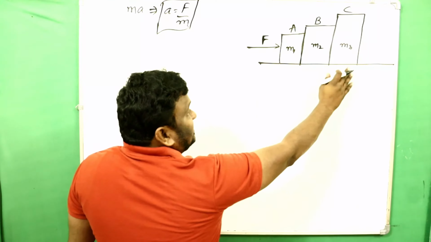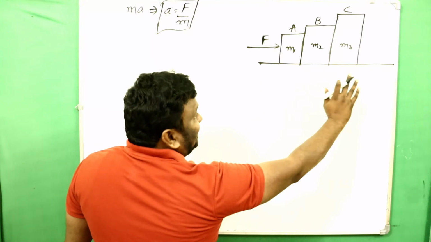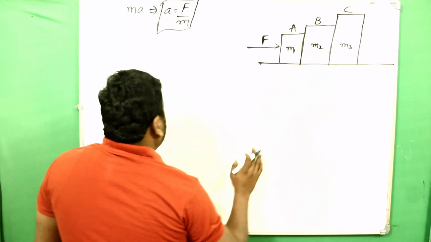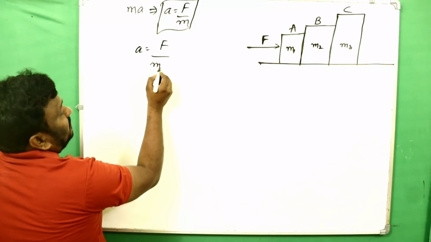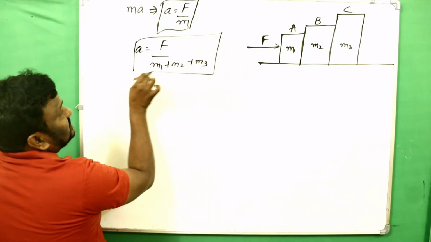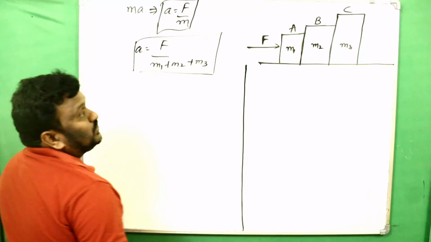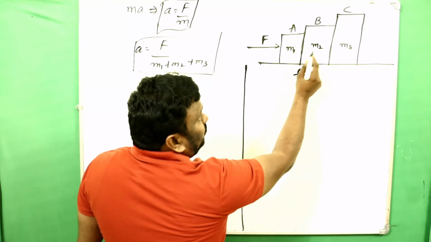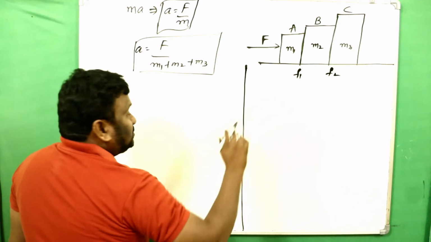So we will consider these three as the system. Since we consider all three as one system, all are moving with the same acceleration. And when considered as one system, the total mass is m1 plus m2 plus m3. So here I write acceleration is equal to F by m1 plus m2 plus m3. It is very clear. So this is the acceleration of the entire system. Now we want to find the contact forces between m1 and m2. I am going to say F1 is the contact force between m1 and m2 and F2 is the contact force between m2 and m3. So let's see carefully what we get.